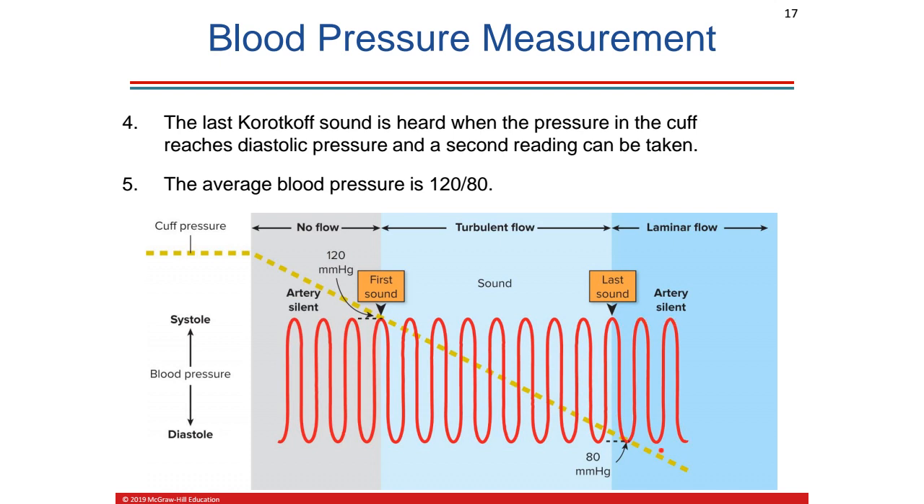The artery becomes silent. And we would take this measurement where we hear our last Korotkov sound to be the diastolic pressure. So in this case, it's 80 millimeters of mercury. And this diagram also indicates that here we've gone from turbulent flow to now laminar flow, which is silent.